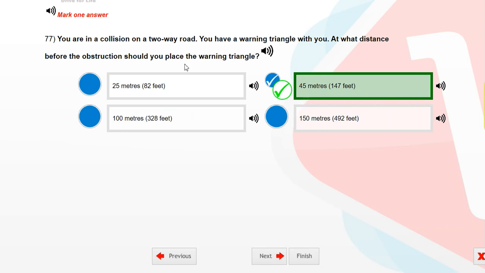You are in collision on a two-way road. You have a warning triangle with you. At what distance before the obstruction should you place the warning triangle? وقع حادث على طريق باتجاهين، على أي مسافة من سيارتك عليك وضع مثلث التحذير؟ 45 meters, 147 feet. 45 مترا أي 147 قدما.